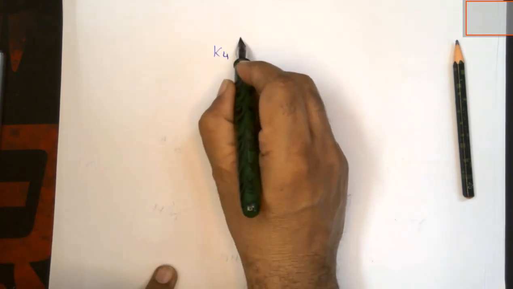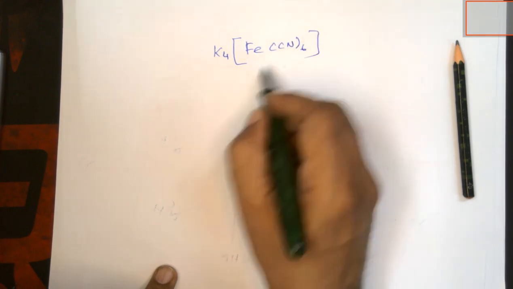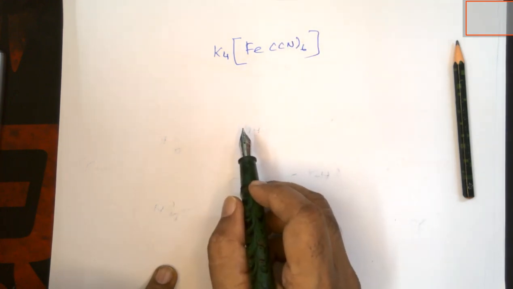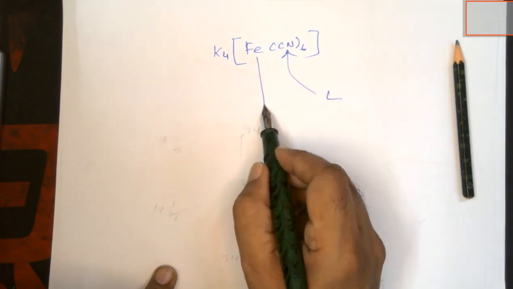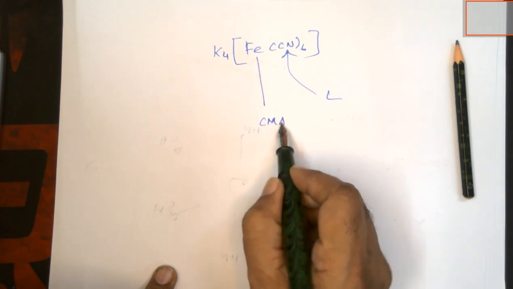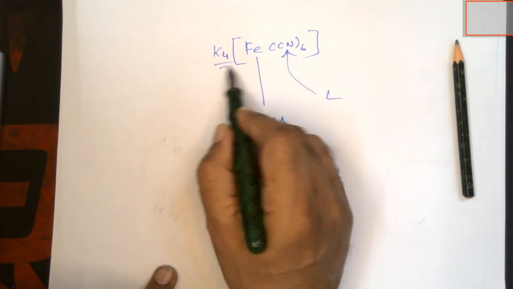K4[Fe(CN)6]. Okay, what is the ligand here? Cyanide is the ligand. What is the central metal atom? Iron is the central metal atom. Okay, and outside the coordination sphere you have potassium.